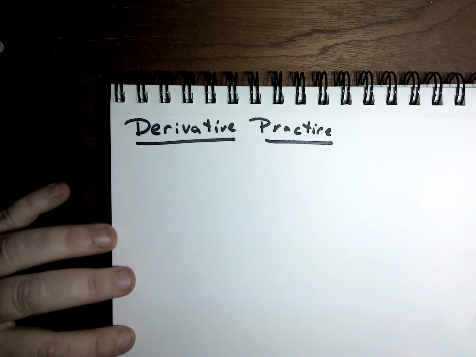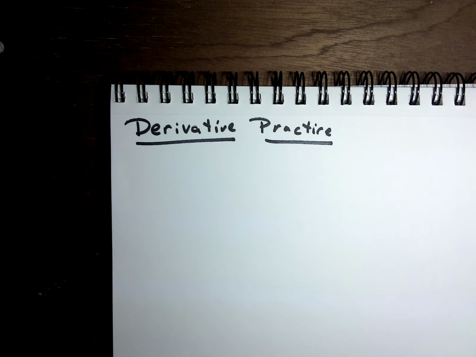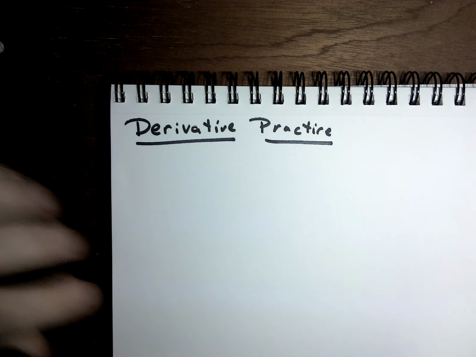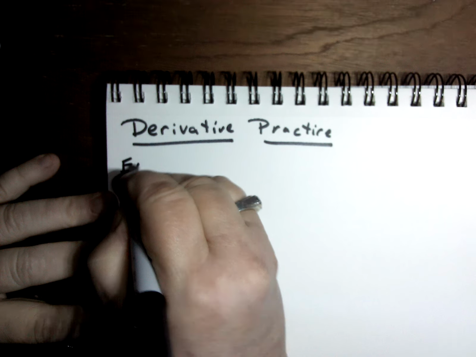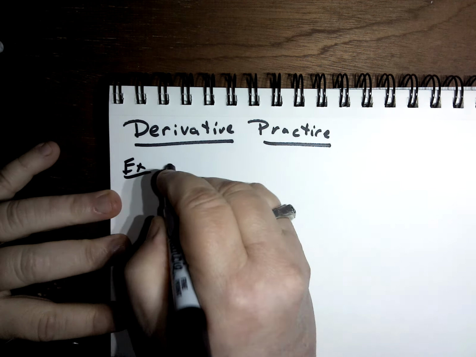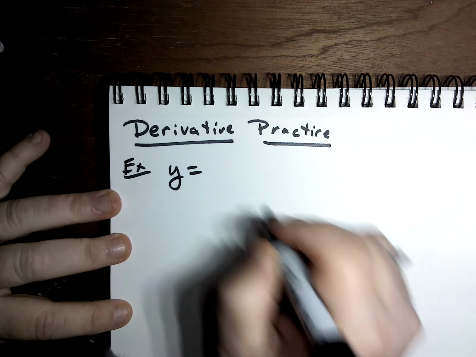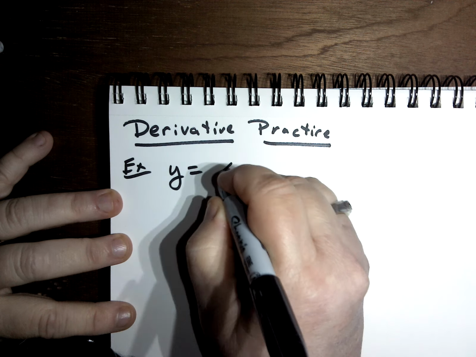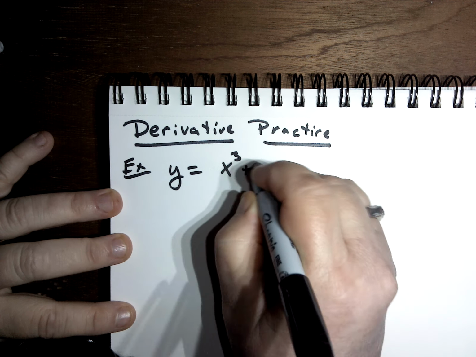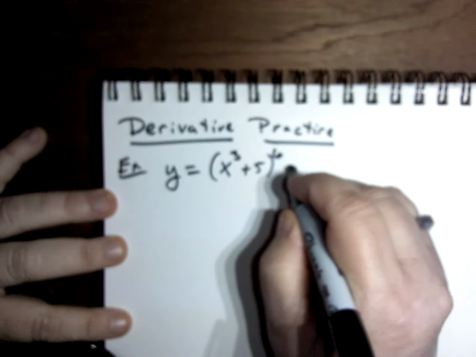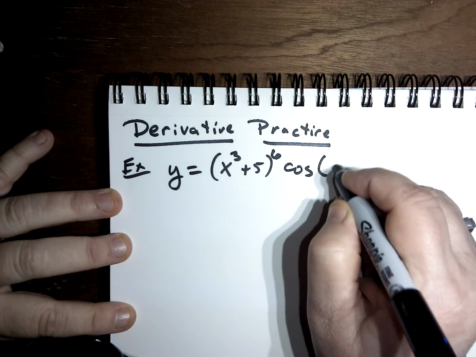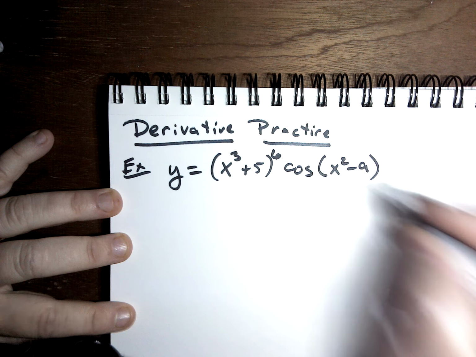Another couple of examples. Instead of doing just the quotient rule and then just the chain rule, I figured I'm going to go ahead and just mix everything up, since that's what I'm going to do to you. So let's say we have y equals x cubed plus 5 to the 6th times cosine of x squared minus 9.